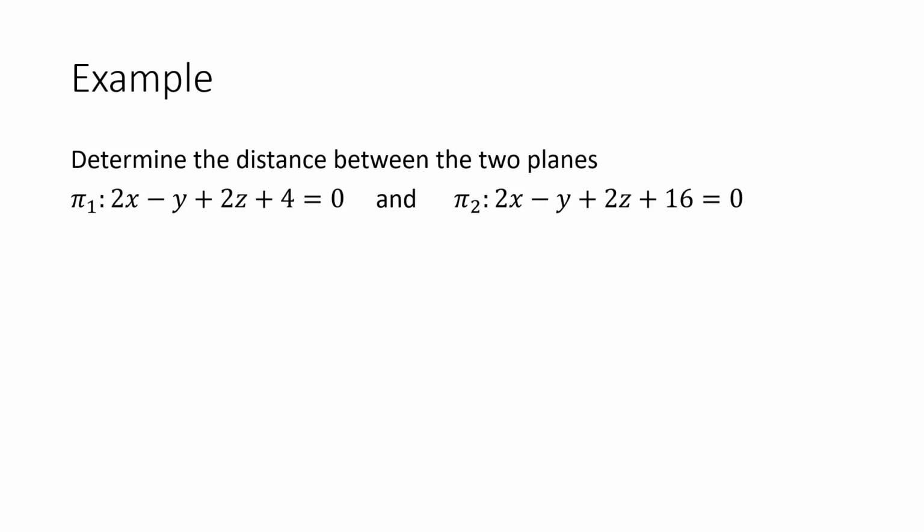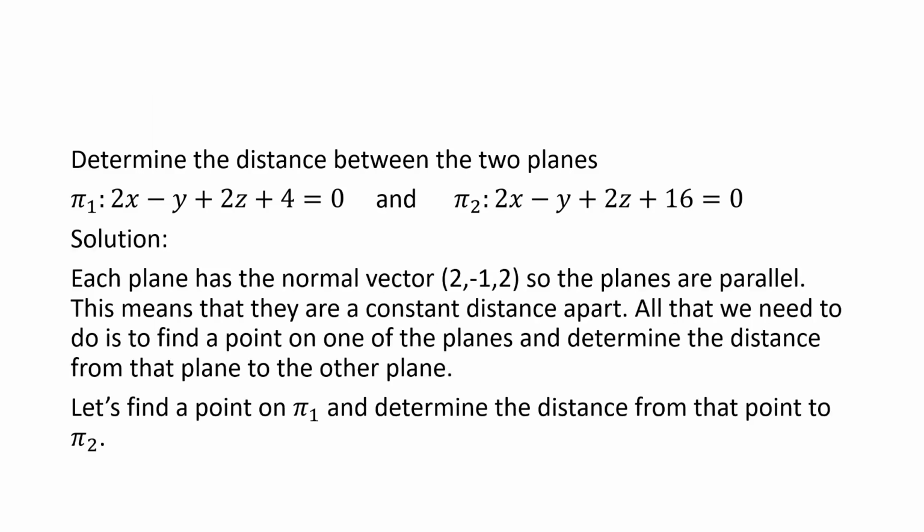Now, suppose we want to determine the distance between the two planes shown. Well, we know that the distance is consistent, so we just need to find a point on one of the planes and get the distance from that point to the other plane. So, like it says here, each plane has the normal vector (2, -1, 2), so the planes are parallel. This means they're a constant distance apart, and all we need to do is find a point on one of the planes and determine the distance from that point, it should say, from that point to the other plane. That word right there should be point.